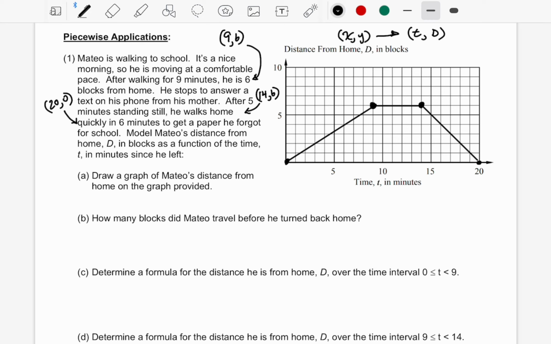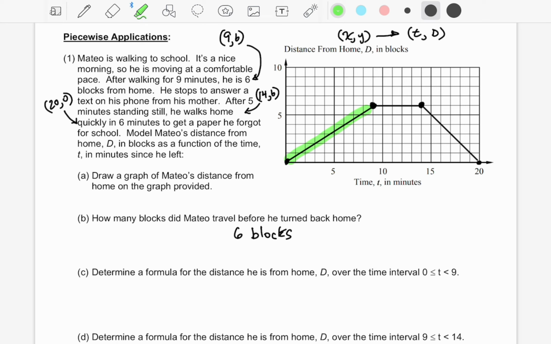How many blocks did Mateo travel before he turned back home? 6 blocks from home. He turned around and went home. So 6 blocks. That's easy enough. Now determine a formula for the distance he is from home, d, over the time interval 0 to 9. All right. So that's this piece. It's a linear equation, but they want d in terms of t.